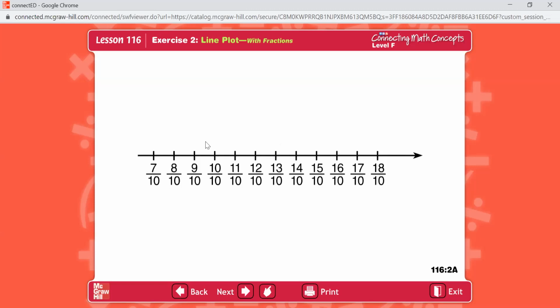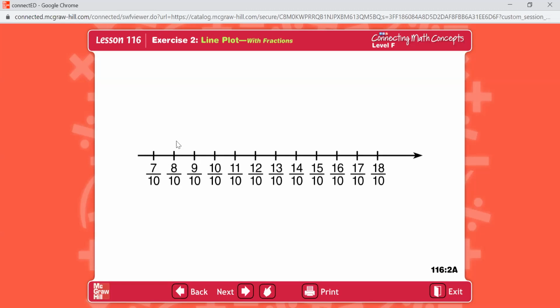3 X's are going to go right here. Fact B, Bernie collected 1 moth that was 18/10 inches long. So 1 X is going to go right here. Fact C, Bernie collected 2 moths that were 9/10 inches long. So 2 X's are going to go right here. Fact D, Bernie collected 1 moth that was 8/10 inches long. So 1 X is going to go right here.